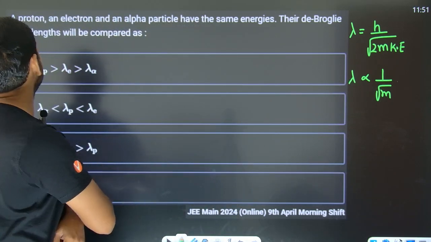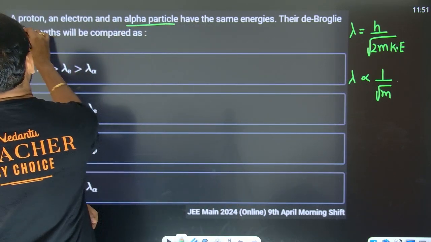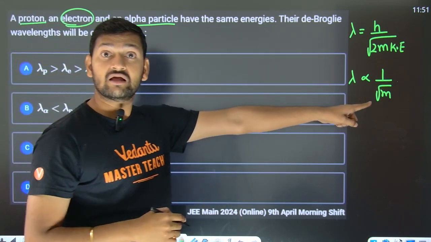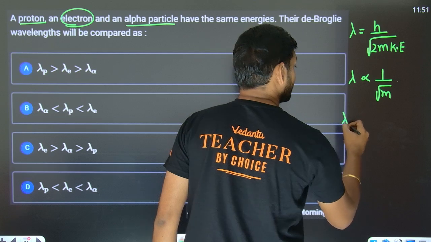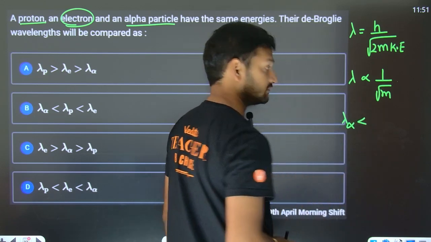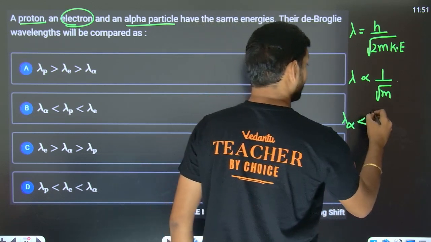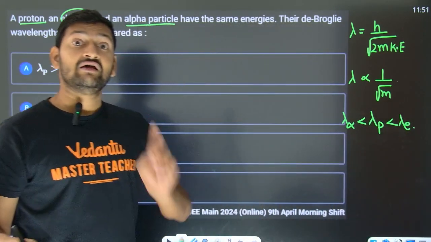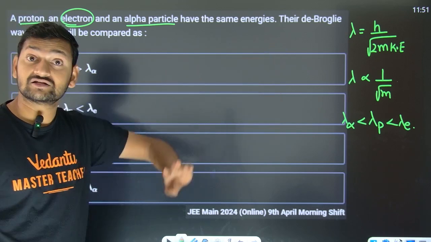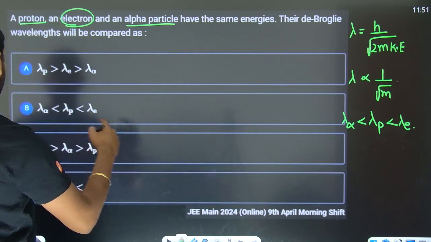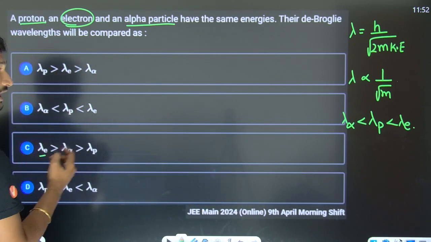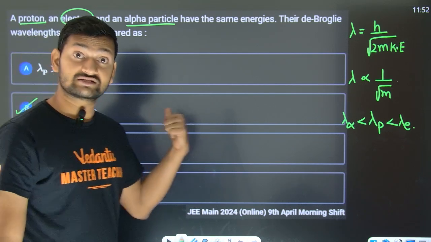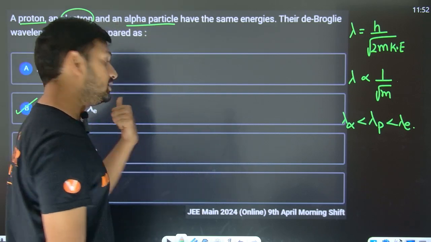Which one has more mass? Alpha has the most, then proton, and last electron. So the alpha will have the least de Broglie wavelength, then proton, then electron. Whichever has less mass will have more de Broglie wavelength if kinetic energy is constant. So lambda E should be the most, then lambda P. So yes, option B: lambda alpha less than lambda P less than lambda E.